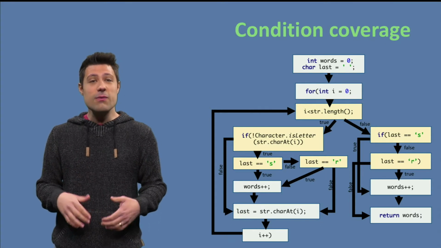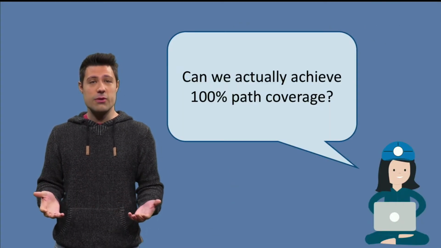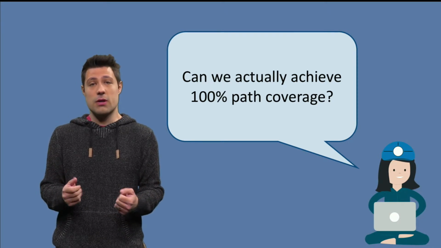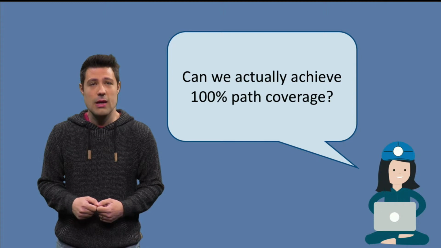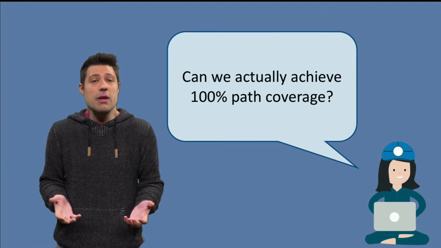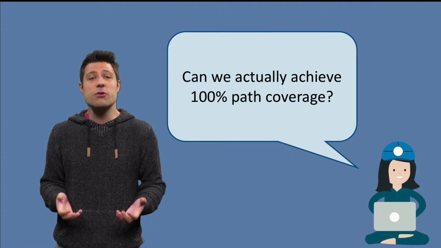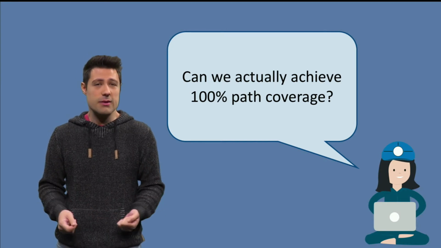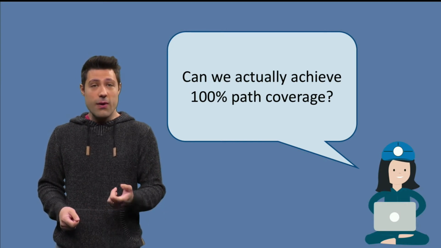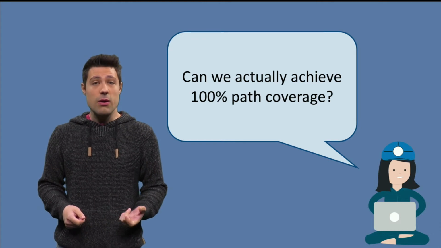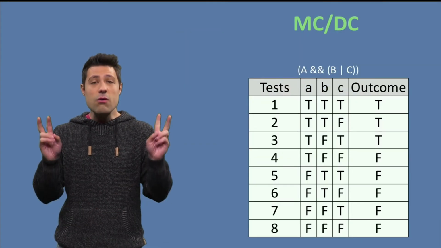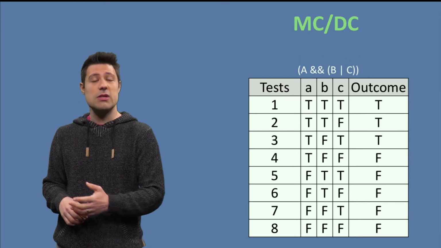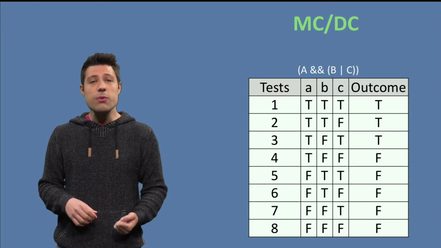We then went even further and discussed path coverage, which was the idea of actually testing all the possible paths of our program. But we then concluded that for many programs, achieving 100% path coverage can be almost impossible or just too expensive. Our final idea was to then think about all the combinations, but carefully choose the ones to test. And for that, we discussed MCDC, and all we needed was a truth table.